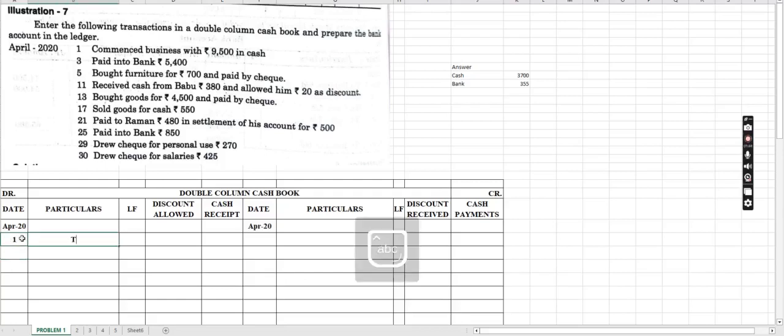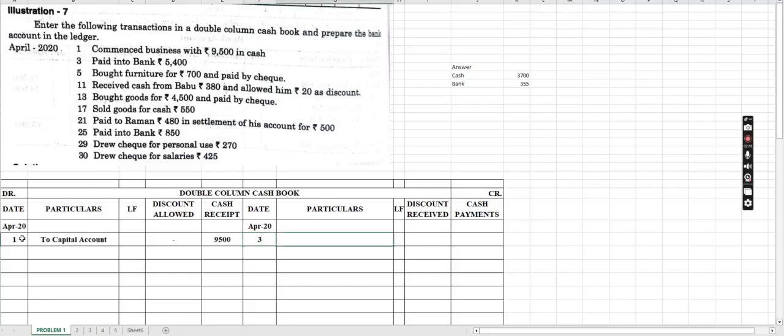Commence business with 9,500 in cash. That is, the business has been started, so it is the capital account. Cash is coming in, so we are recording it in the cash receipts column. Okay, done. There is no discount, so there is no need of recording anything here. Next, on third, paid into bank. Paid means cash is going from the hand. We assume that cash is going from the hand and deposited into the bank. So cash is going means cash payment.